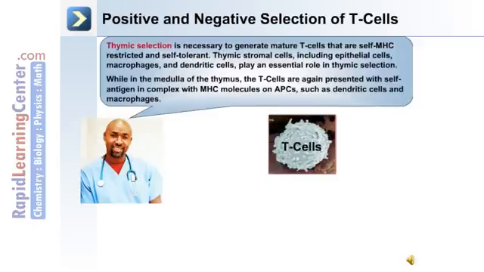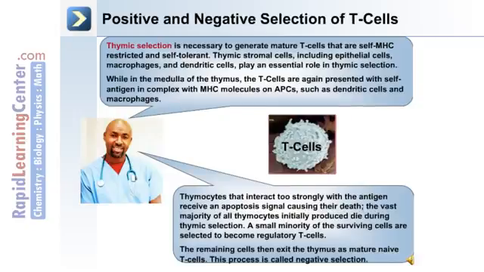Thymic selection is necessary to generate mature T cells that are self-MHC restricted and self-tolerant. In other words, they won't attack cells of the body. Thymic stromal cells, including epithelial cells, macrophages, and dendritic cells, play an essential role in thymic selection. While in the medulla of the thymus, the T cells are again presented with self-antigen in complex with MHC molecules on antigen-presenting cells, such as dendritic cells and macrophages.